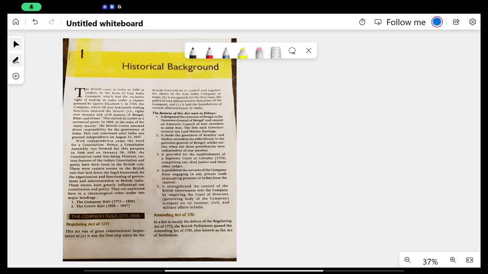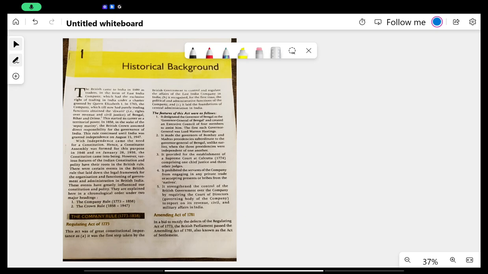So moving on, the second part of the British rule is the Crown Rule. The Crown Rule is from 1858, obviously after our revolt of 1857, after the Sepoy Mutiny, till our independence in 1947. The Crown Rule is very easy to remember. You just need to pay attention to the Company Rule, and you need to remember only the date 1773, because it's obvious that it ends in 1858. So the second part you don't need to remember, only the first part, 1773.